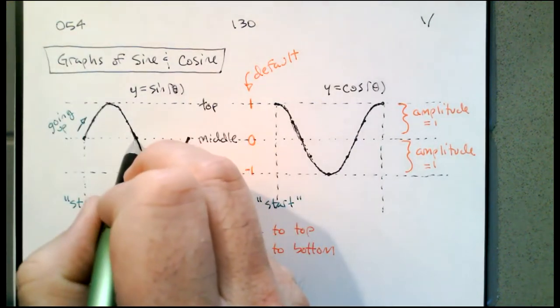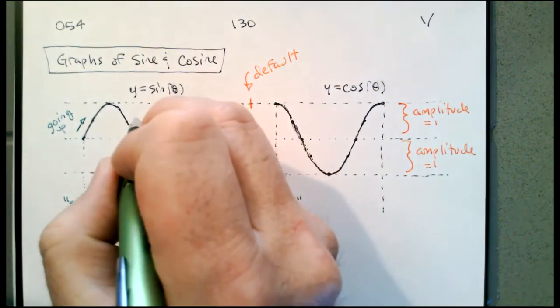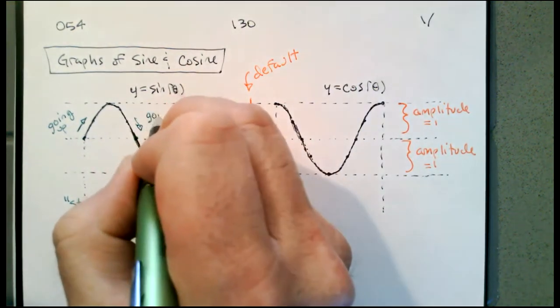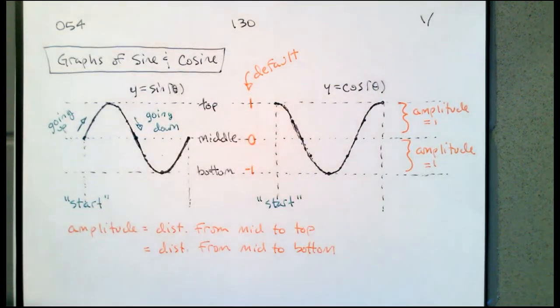And then the other midpoint in the middle is going to be the middle going down. So we'd say sine starts at the middle going up, then it goes to the top, then to the middle going down, then to the bottom. And then it just repeats those 4.